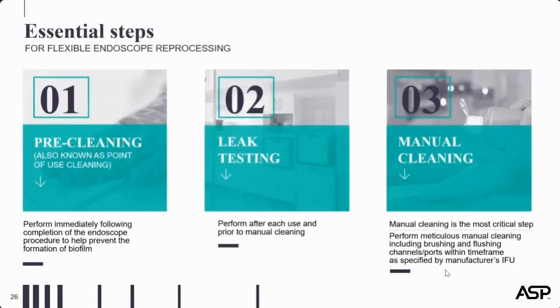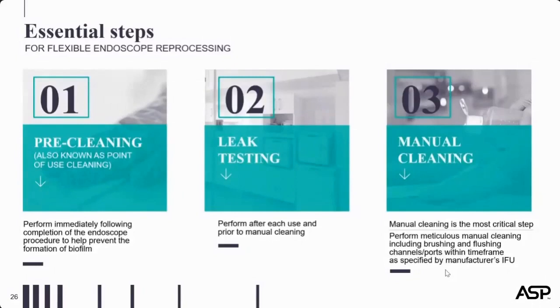The steps to reprocessing any flexible endoscope are complex but essential. Let's walk through what should be done each and every time. Pre-cleaning or point-of-use cleaning needs to be performed immediately following the use of the scope, wherever that occurs. When transporting the scope, use a container that is leak-proof and puncture-resistant. Label the transport card or container as a biohazard. Leak test scopes in accordance with the manufacturer's instructions for use. If the scope fails the leak test, remove it from service.